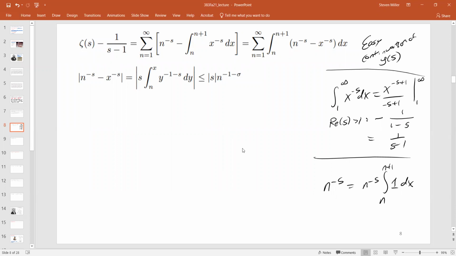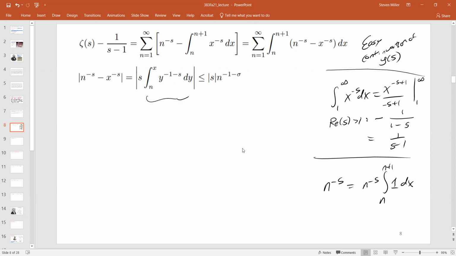Why is the integral equal to 1? The integral is not equal to 1. When you integrate, you're going to get y to the negative 1 minus s plus 1. So that's going to be y to the minus s. And then you evaluate at the two endpoints, and you should get n to the minus s minus x to the minus s. So you should be able to get this just by doing the integration.